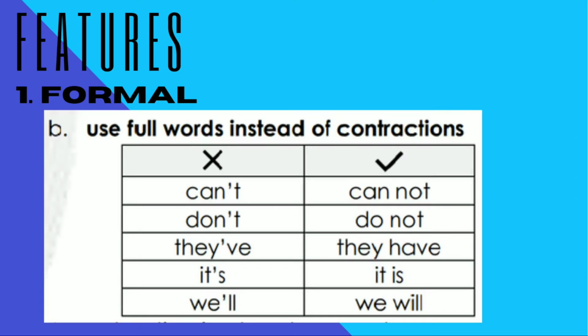Next is, try to use full words instead of contractions. Example given: can't, cannot; don't, do not; they've, they have; it's, it is; we'll, we will. A contraction is when two words are combined into one. Use it only when you are using a direct quote from someone.